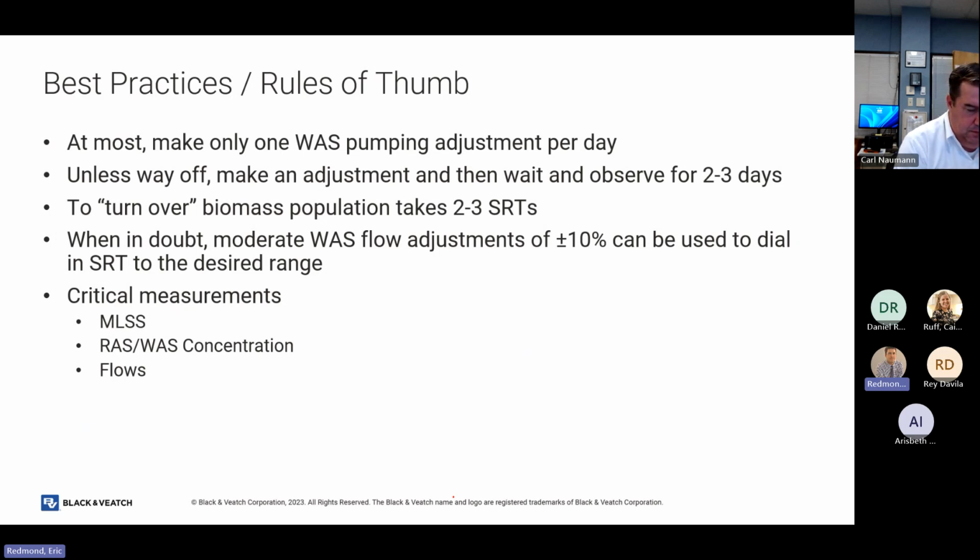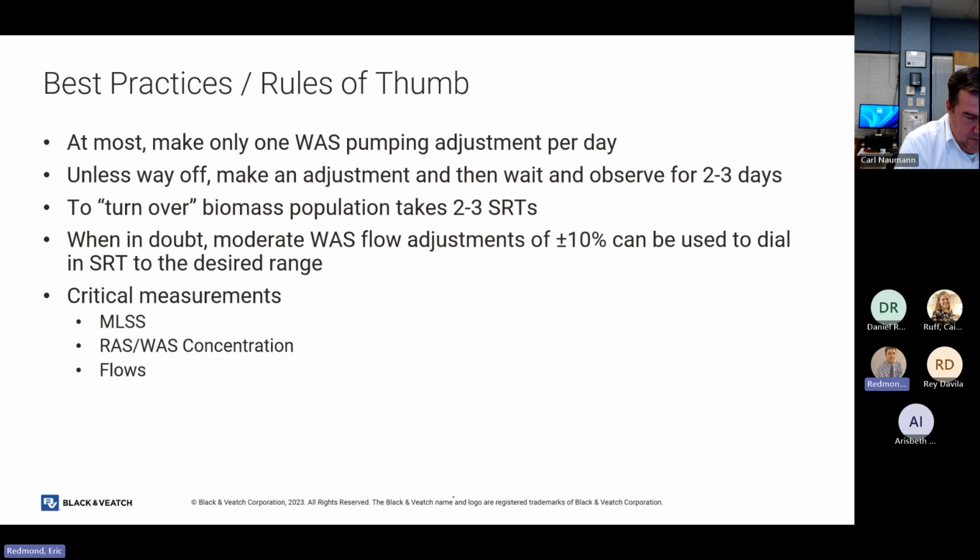For the first part, you're going to have a shift in populations. Then as you get 20 to 30 days out, you're going to start to see the system stabilize, depending on what your target is. And if you're in doubt of some of your numbers, keep your WAS flow adjustments to plus or minus 10%, so you're not making a huge change.